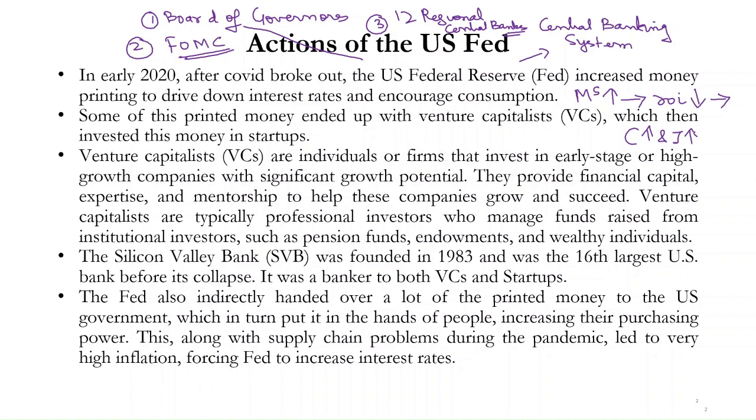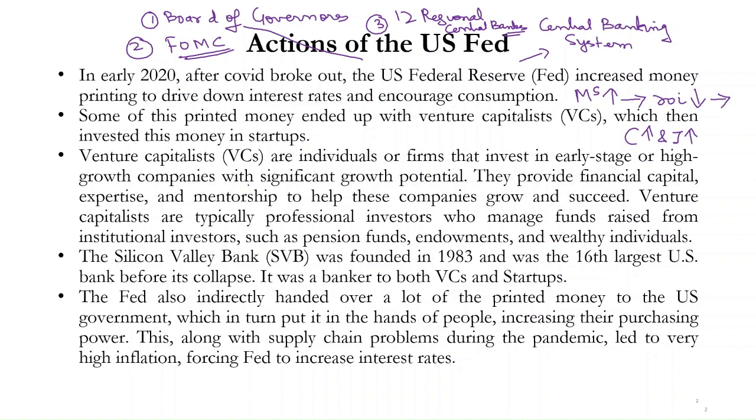A venture capitalist provides financial capital, expertise, mentorship, and also takes some amount of ownership control in the company. They are basically professional investors who manage funds raised from institutional investors such as pension funds, endowments, and wealthy individuals. You should read about the top venture capitalists of the world and the companies they have invested in. For example, Sequoia Capital is one of the leading venture capitalists. Then you have Tiger Global. So read about them.